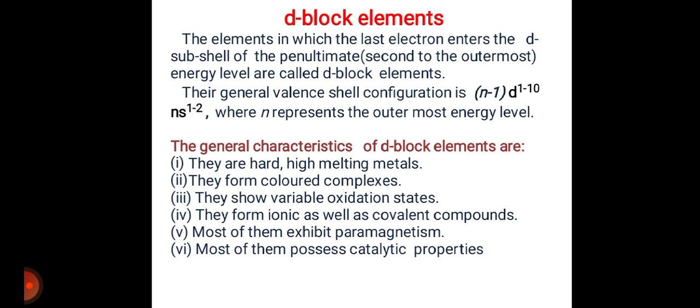The general electronic configuration is (n-1)d1 to 10 ns1 to 2, where n represents the outermost energy level. The general properties of the d-block elements are they are hard in nature and high melting metals. They form colored complexes because of the vacant d orbitals. They show variable oxidation states, and they form ionic as well as covalent compounds. Most of them exhibit paramagnetism due to the presence of unpaired electrons. Most of them possess catalytic activities. This is a very important property of the d-block elements.